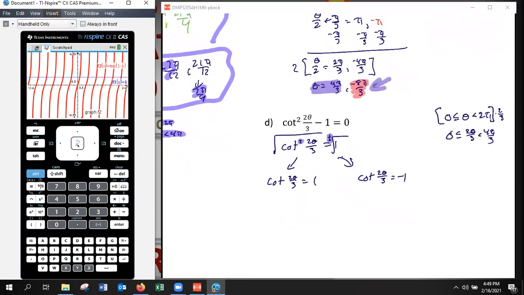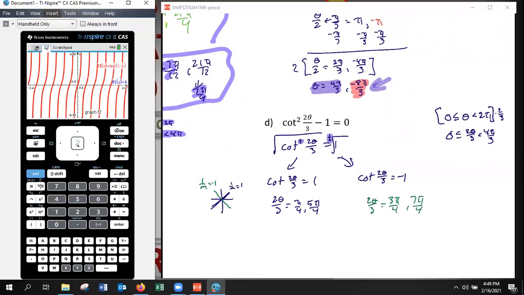Cotangent of 2θ/3 equals 1. That would be wherever the reciprocal slope equals 1. So 2θ/3 is going to equal pi/4 and 5pi/4. Now, where does the slope equal -1? Let's change colors on this one. So where does the reciprocal slope equal -1? So 2θ/3 equals 3pi/4 and 7pi/4.